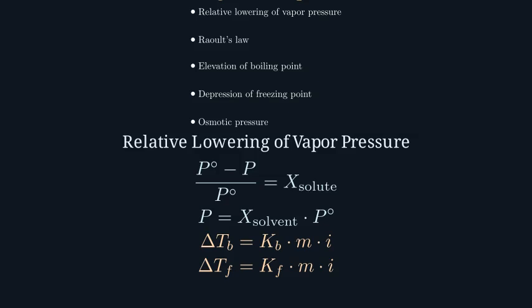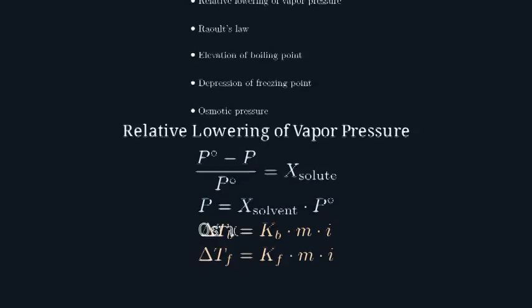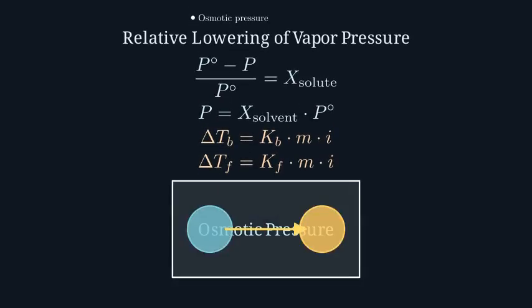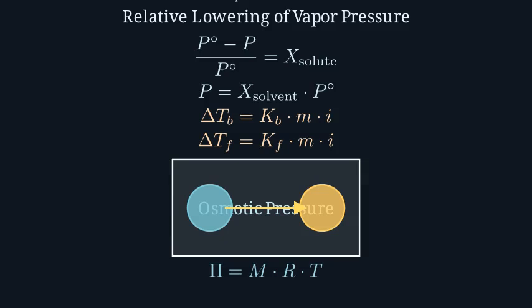Osmotic pressure is the pressure needed to stop solvent flow across a semi-permeable membrane. The formula is pi equals molarity times the universal gas constant times temperature. This property is often used to determine molar mass by measuring how much pressure the solution exerts.